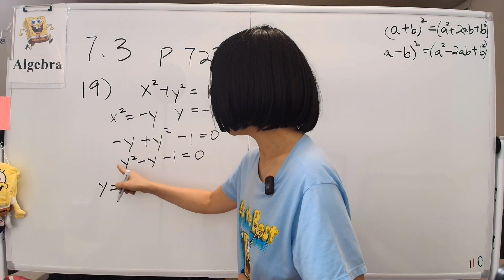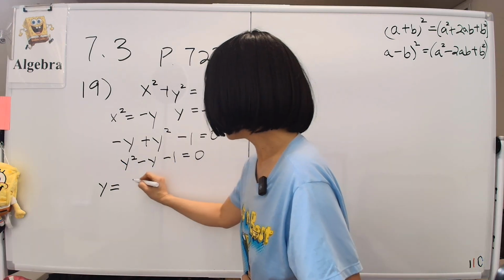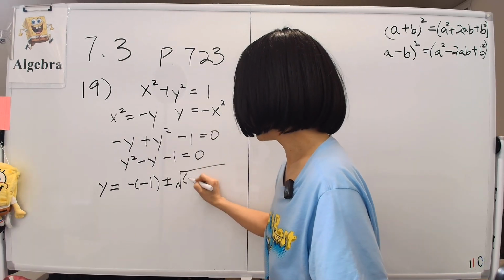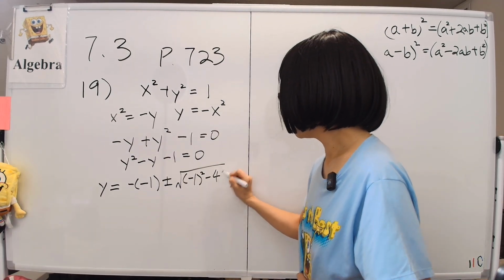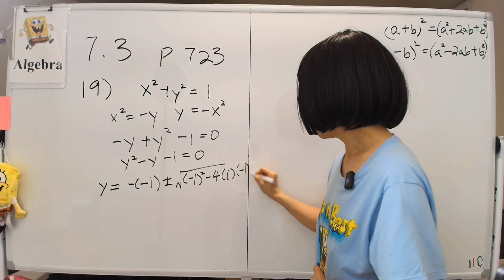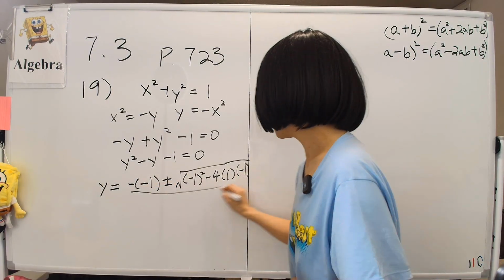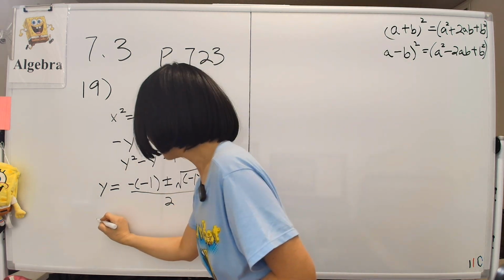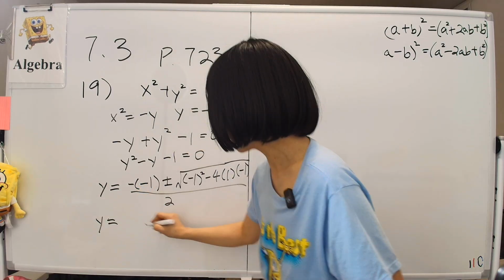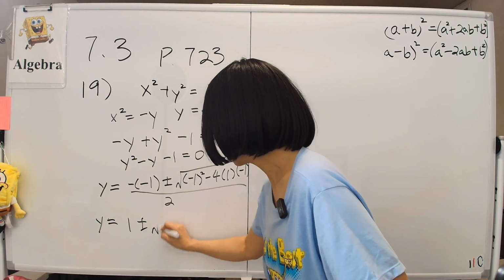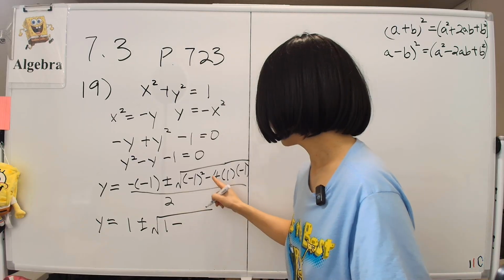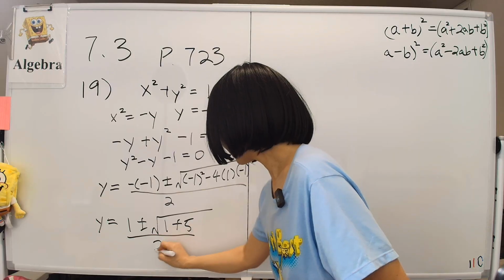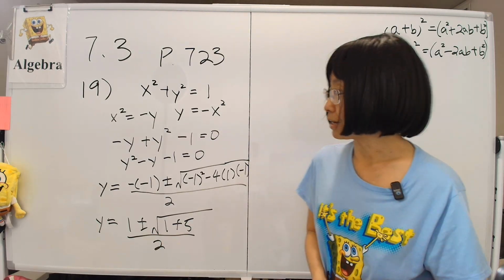So by the quadratic formula, the numbers here are a, b, and c. So minus b plus or minus square root of b squared minus 4 times a times c, and the whole thing divided by 2 times a. A is just 1, so I won't write that out. And now we need to do this without messing up my negative signs. So 1 plus or minus square root of 1 plus 4, and divide by 2, and that should be the value for y.